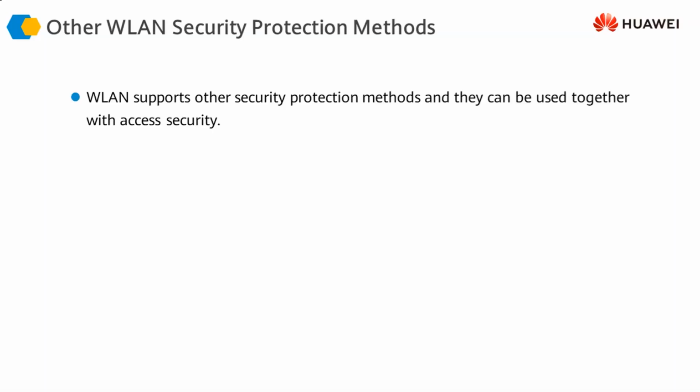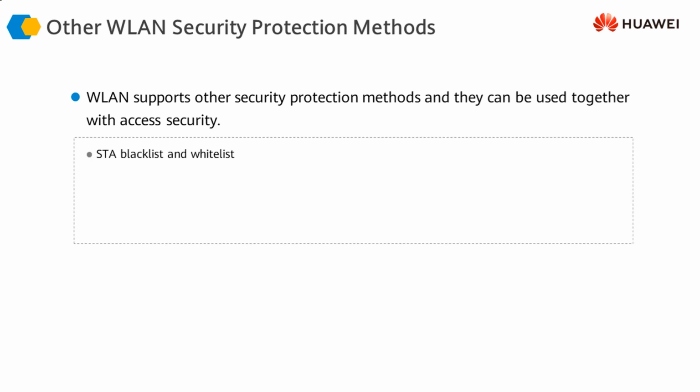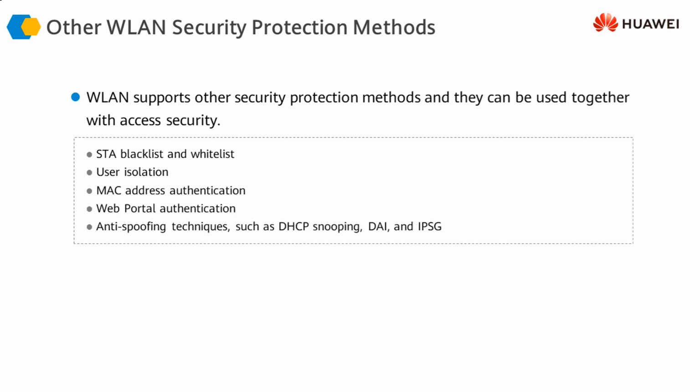These are the authentication and encryption standards which we are using. Other simple methods that we could and should be using for protecting our wireless infrastructures include station blacklist and whitelist, user isolation, MAC address authentication, web portal authentication, anti-spoofing techniques like DHCP snooping, dynamic ARP inspection or DAI, and IP source guard or IPSG.